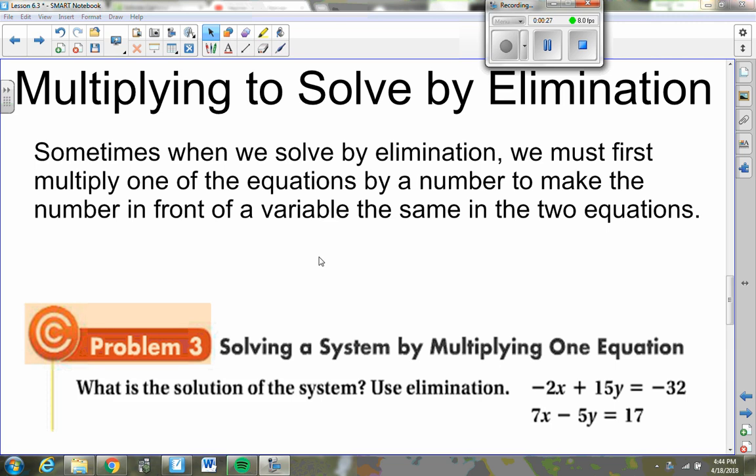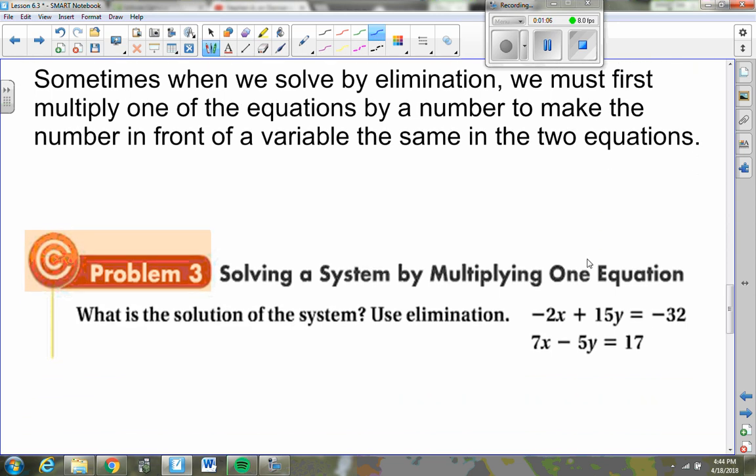of equations. Sometimes when we solve a system of equations, we're not given a system where one of the variables has the same number in the front in each equation, which we've been seeing in the past few days while we've been practicing elimination. We've always been given a system of equations that's set up very nicely for us to eliminate. That's not always the case, and sometimes when we solve a system by elimination, we have to first multiply one of the equations by a number to make the number in front of a variable the same.